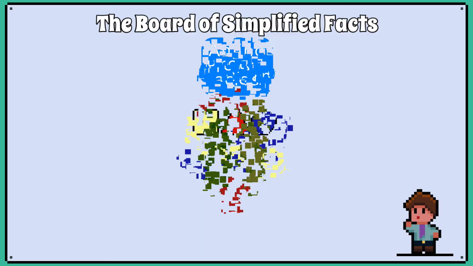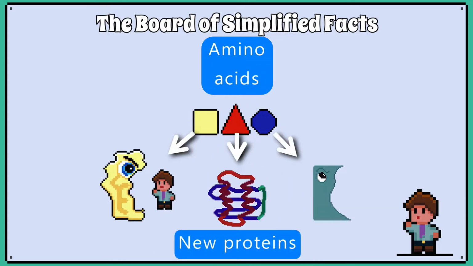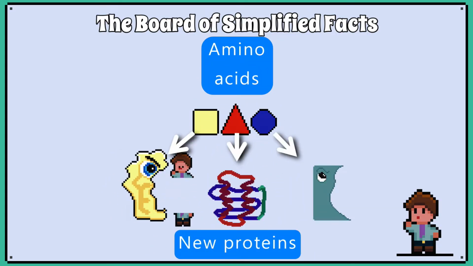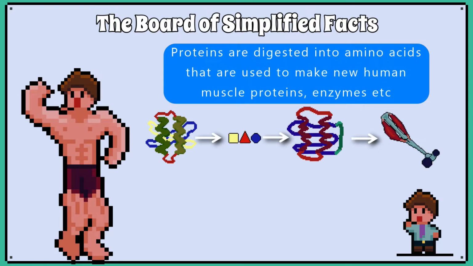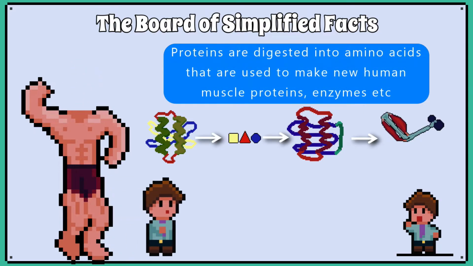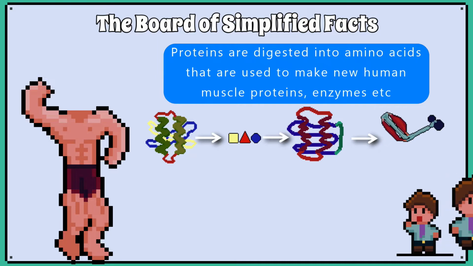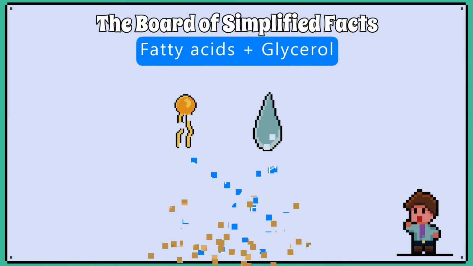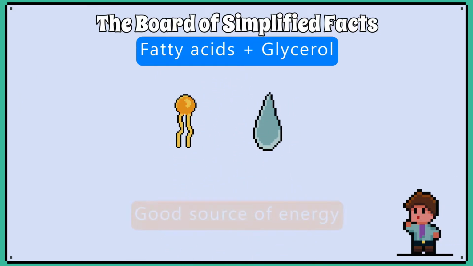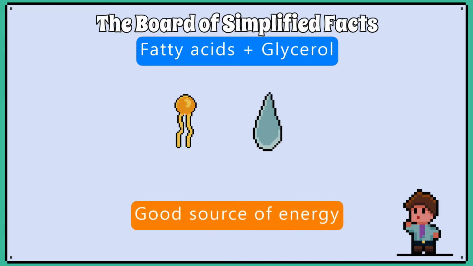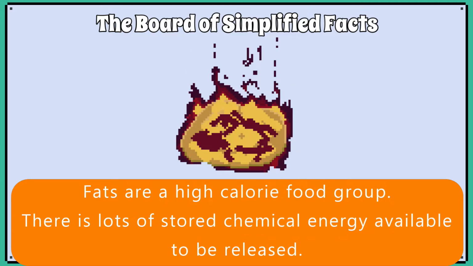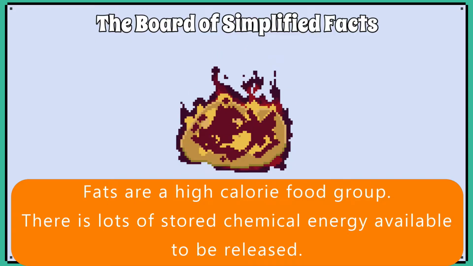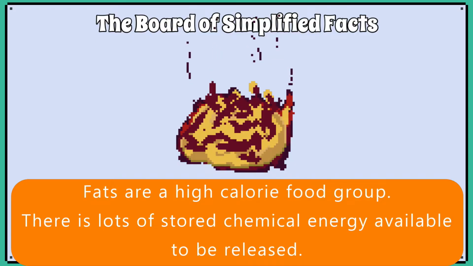Proteins, when digested to amino acids, are used to build new proteins in our own bodies. For example, bodybuilders eat a lot of protein so they have enough amino acids to build their own muscular protein. Fats are broken down into fatty acids and glycerol, and our bodies use them mainly as an energy source. Fat is high in calories, meaning there is a lot of stored chemical energy available for our bodies to release.